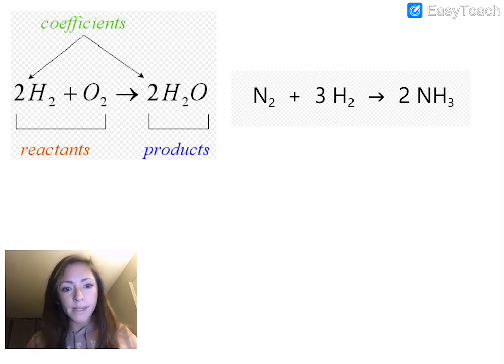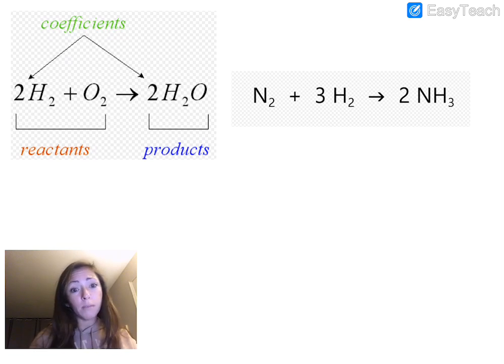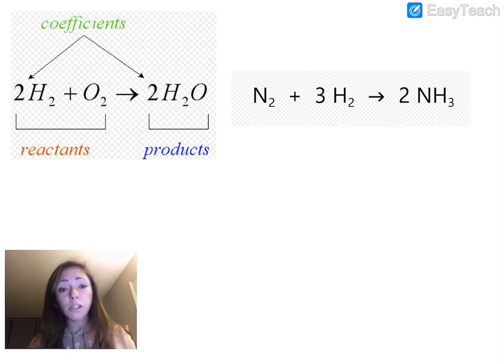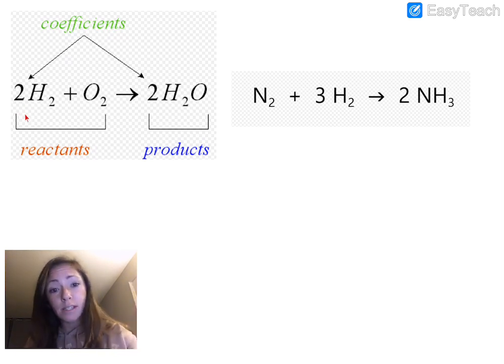Those are mole quantities. So it's basically like being in the kitchen. If you need 2 cups of water for every 1 cup of pancake mix, that is your ratio of ingredients. Same thing for chemical reactions. So right here, it's telling you that 2 moles of hydrogen gas are needed for every 1 mole of oxygen gas.